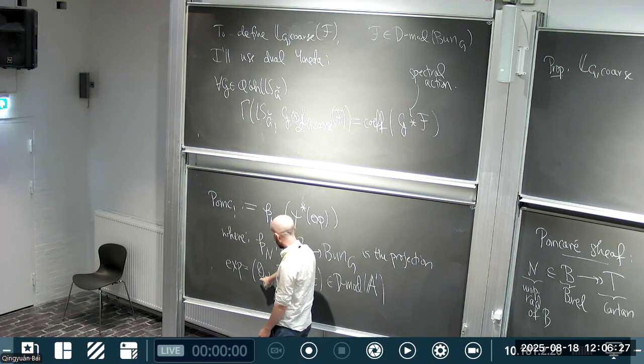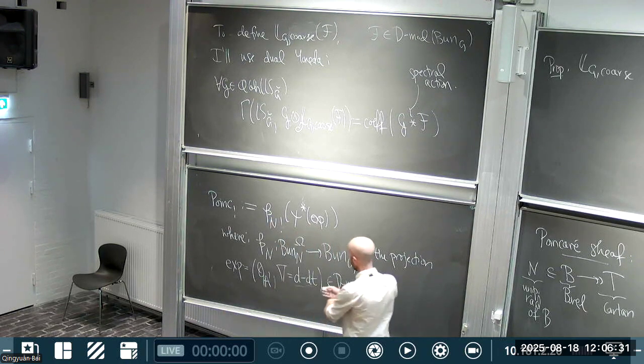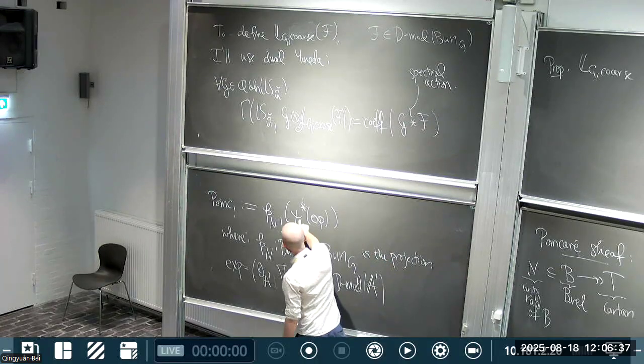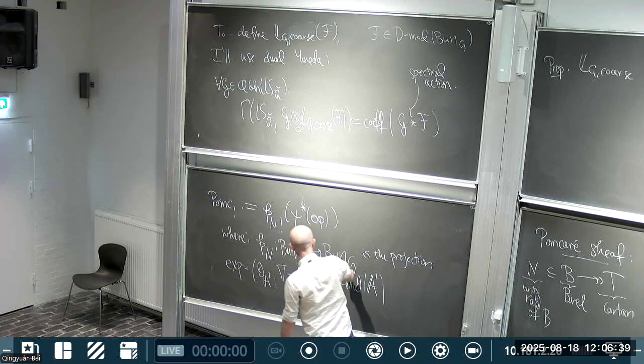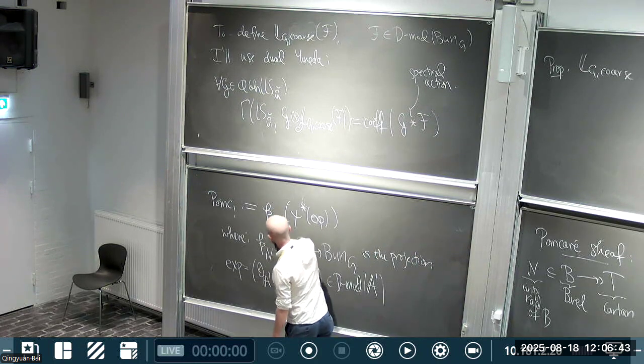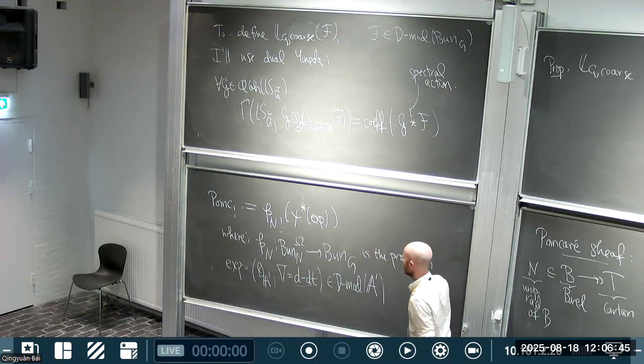So that's what I'm doing. I'm just writing down the differential equation for the exponential function. And then I'm pulling it back to Bun N omega and pushing forward along this map. This is the usual lower shriek D-module operation.